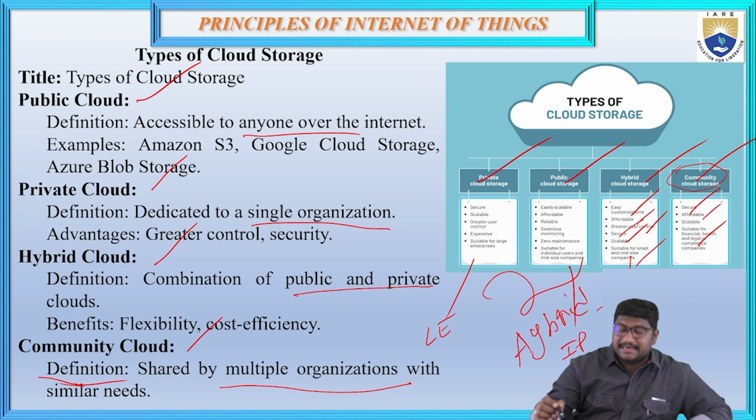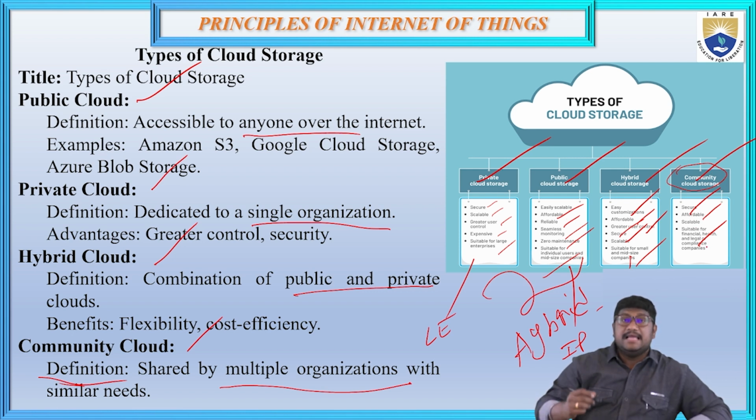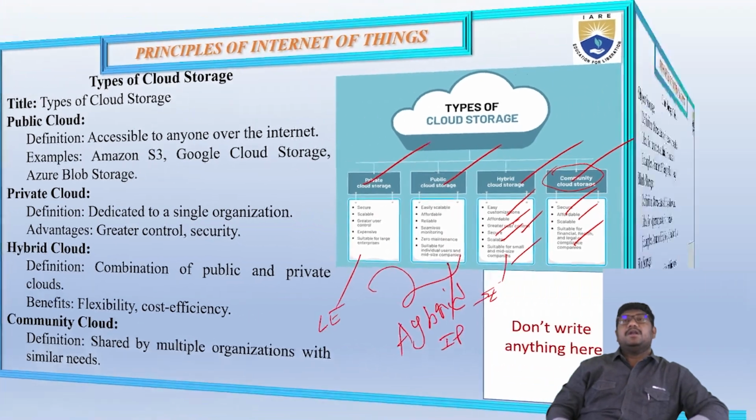See here, a diagram was beautifully specified on the right side top of the screen and for what purposes it is used. Private: secure, scalable, generic, expensive, suitable for large enterprises. Public: easily scalable, affordable, reliable, seamless monitoring, zero maintenance, suitable for individual users. Hybrid: easy customization, effortless, greater usage, secure, scalable, suitable for emails. Community: secure, affordable, scalable, and financial health resources. These are the types of clouds.